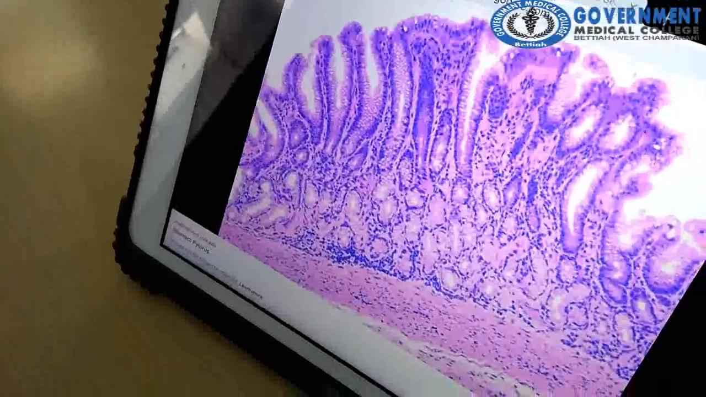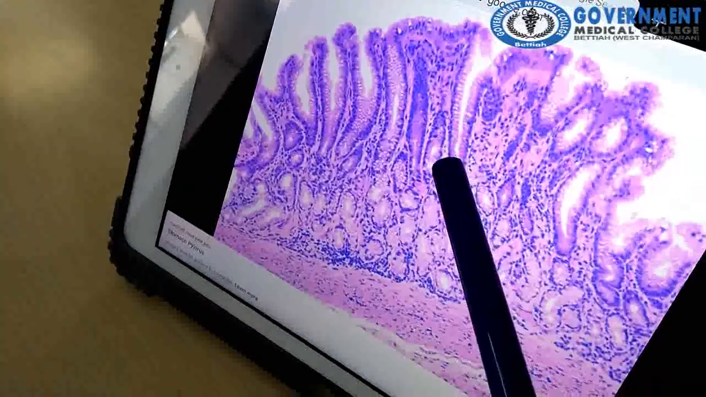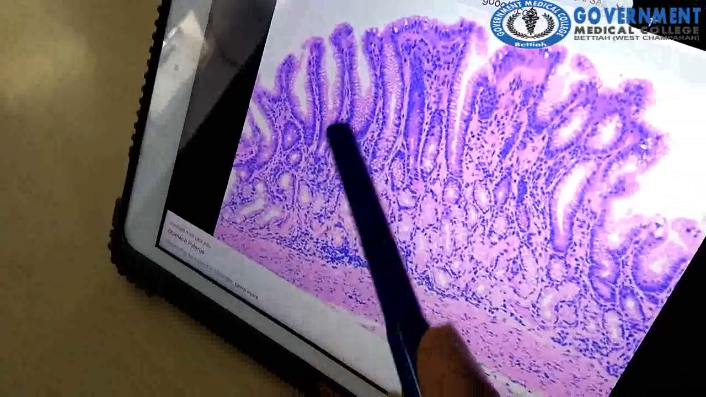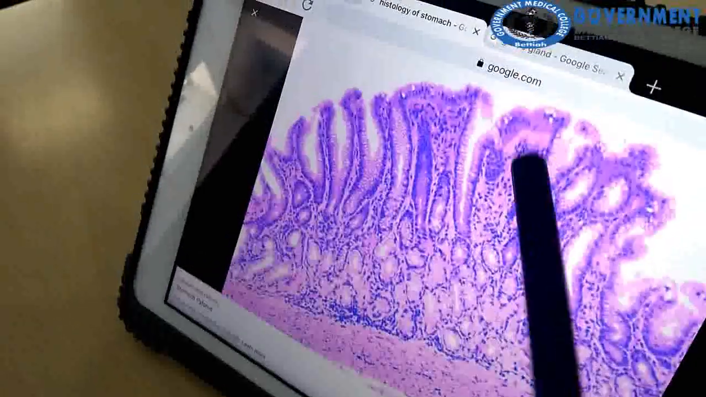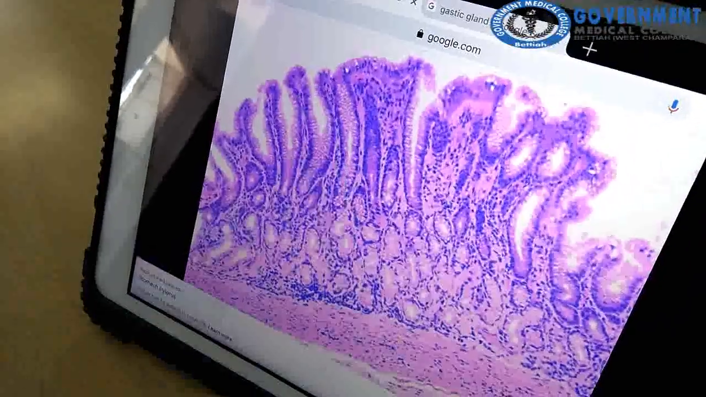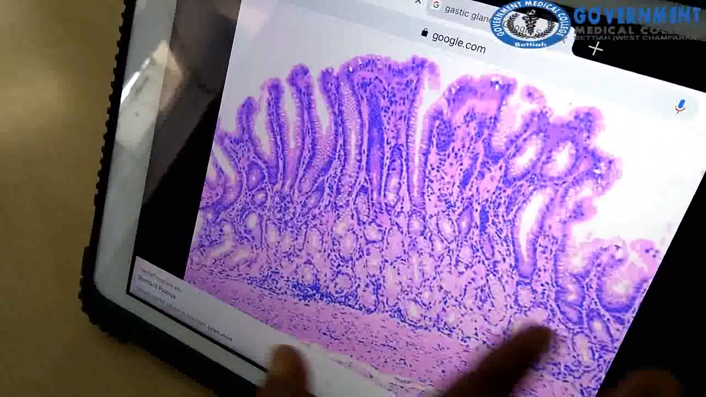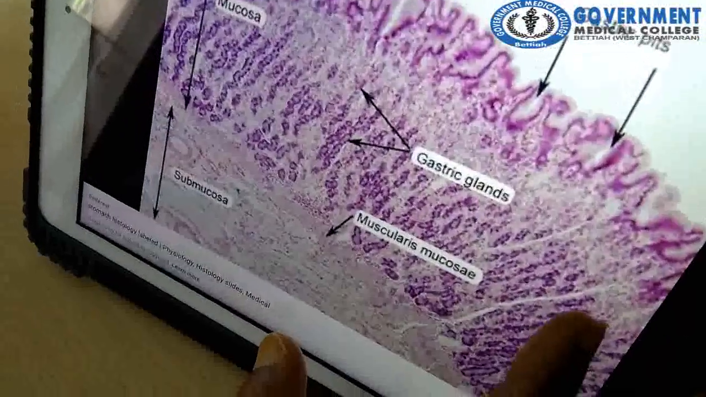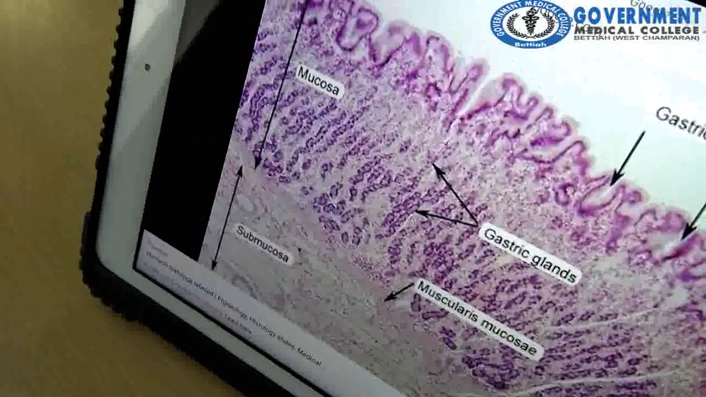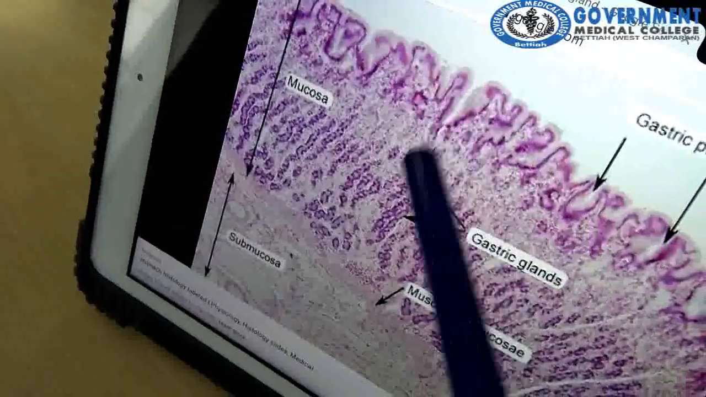Okay, now you can see a long gastric pit and a small glandular part compared to the gastric pit. So this is a slide of the pyloric part of stomach. This is body of stomach. See the small gastric pit and long glandular part.